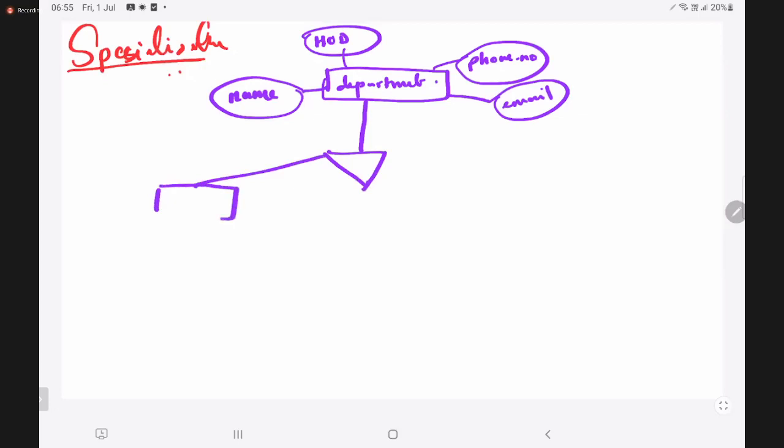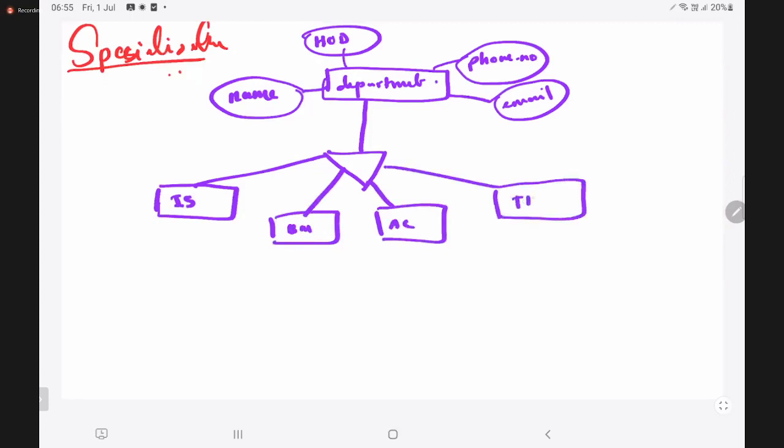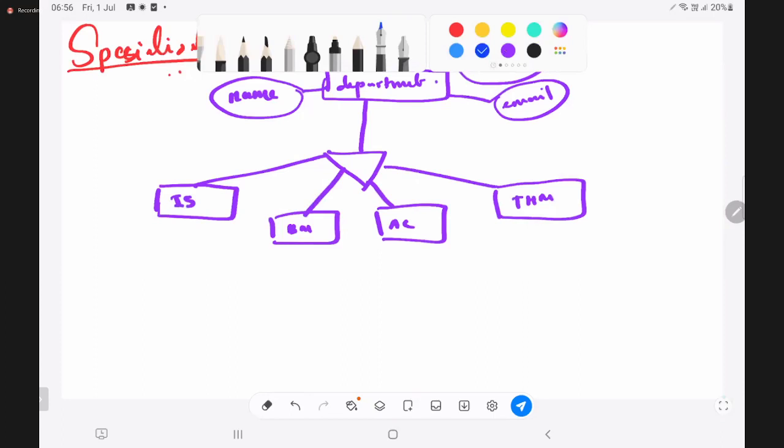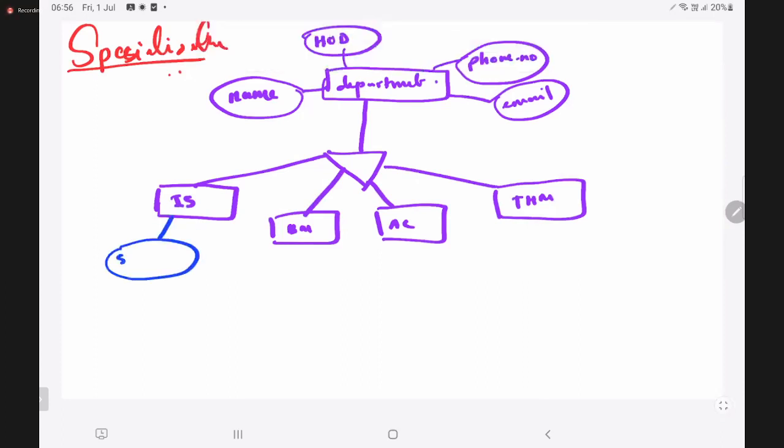The first one is the IES department. Another one is BM. Accountancy, and THM. So they have differences also. IES has a student association. BM also has a student association. Accountancy also has a student association. Just think, THM doesn't have. Then you can divide this department into these 6 departments.